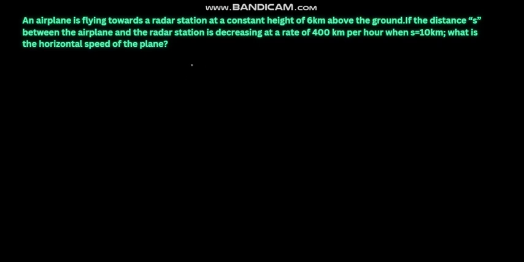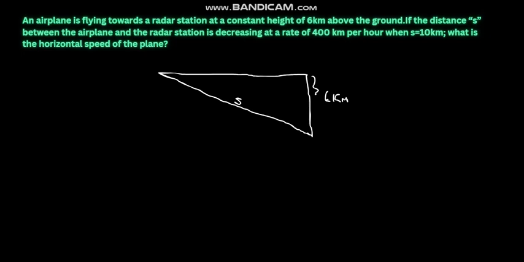So right at the get-go, the way I would go about this problem is I would set it up where you've got your, if I can draw a little better, there we go, where you have your 6 kilometers above the ground, and then you've got this hypotenuse s. This is your 6 kilometers above the ground. And we know s prime. So we know that s prime is equal to 400 kilometers an hour.